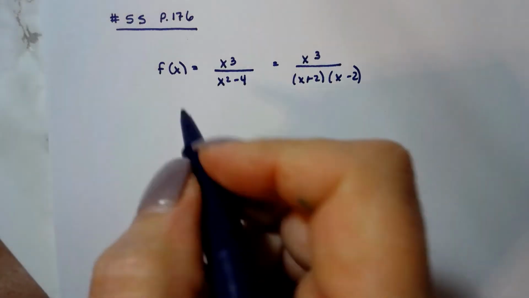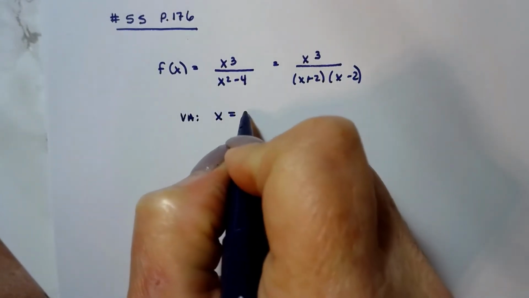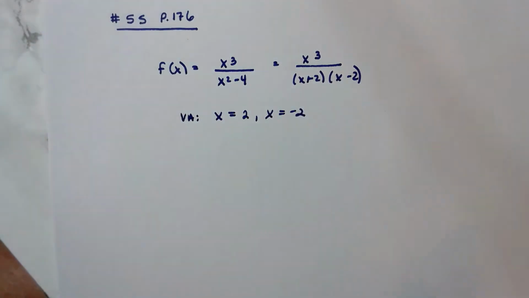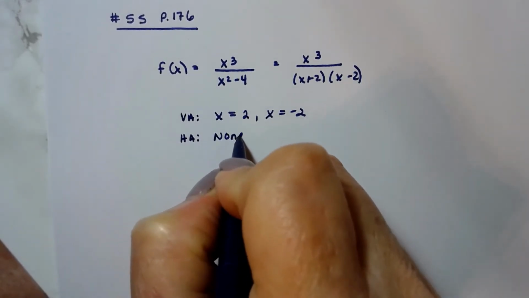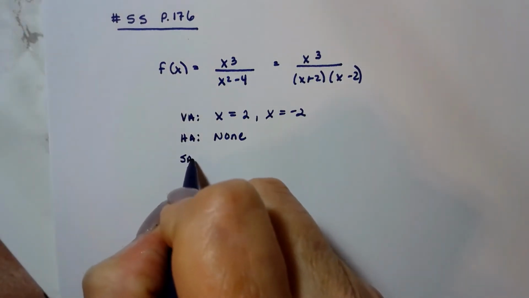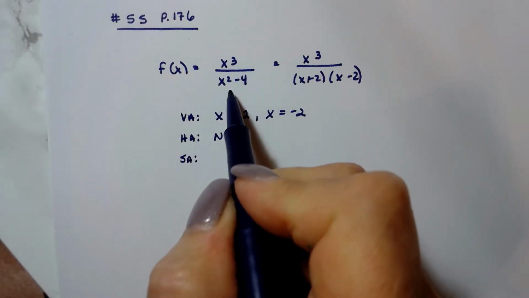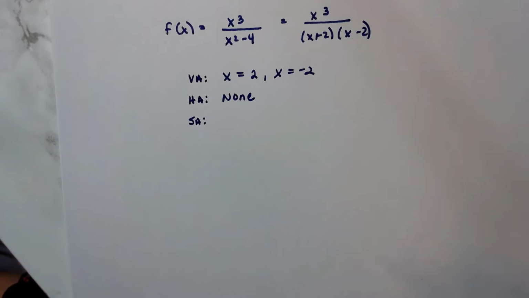So we want to sketch the graph of this thing without a calculator. What I know is that I'm going to have a vertical asymptote at x equals positive 2 and x equals negative 2, because I set my denominator equal to 0 and solve. I know I'm going to have no horizontal asymptotes because the degree of the numerator is bigger than the degree of the denominator. And a slant asymptote is going to exist because the degree of the numerator is exactly one more than the degree of the denominator. So that means I need to divide and find that equation.